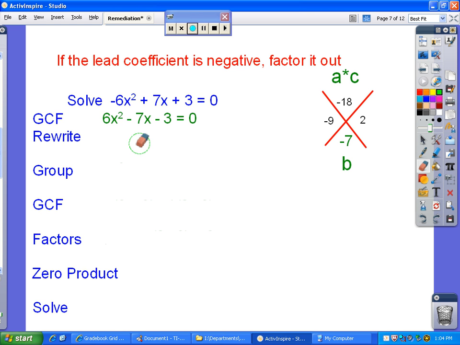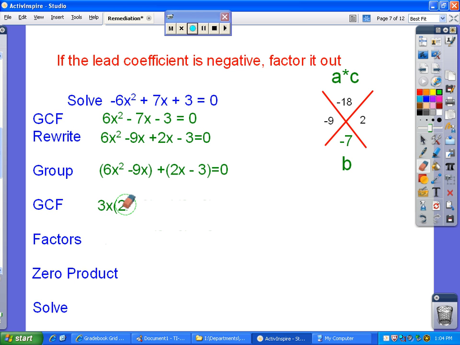Alright, let's rewrite using those new numbers that we just came up with. So I'm going to rewrite my equation to 6x squared minus 9x plus 2x minus 3 equal to 0. Next I'm going to group. So I'm going to group my first two terms together and my second two terms together. I'm going to factor out the GCF for both. For my first one it's 3x, leaving me with 2x minus 3. And for the second one it's 1, leaving me with 2x minus 3.